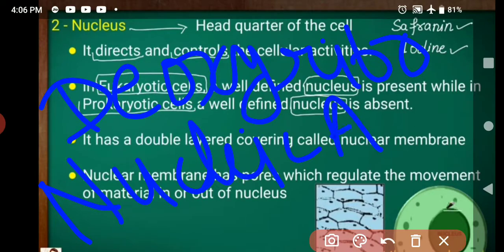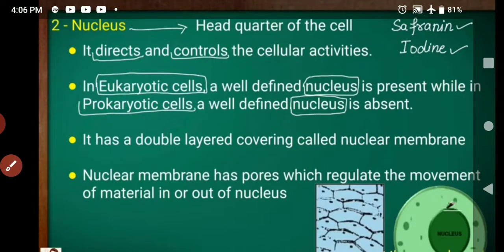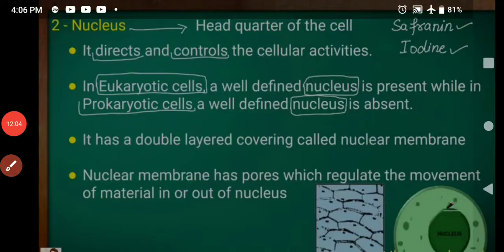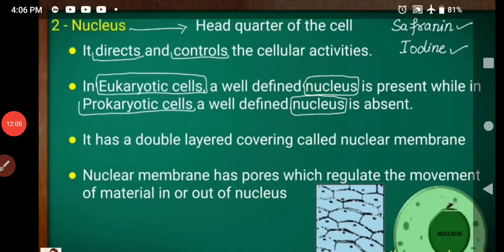Right? Now all of you understood about the nucleus, that what does nucleus contain? It contains chromosomes, and chromosomes carry characters from parents to next generation, and chromosomes are composed of DNA and protein. Full form of DNA is deoxyribonucleic acid.